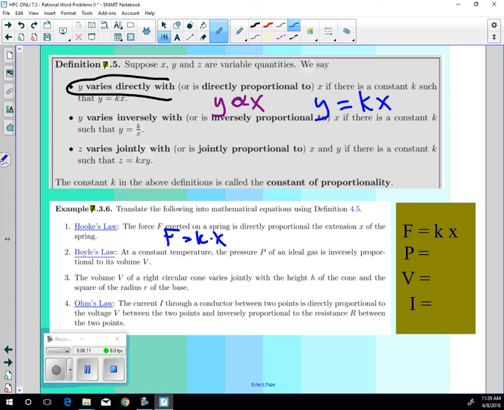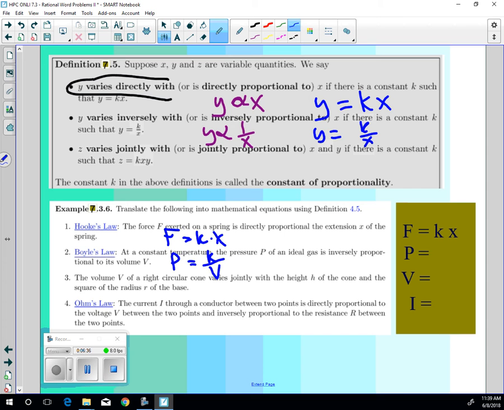Y varies inversely with x. So inversely is y is proportional to 1 over x, so we would write that y is equal to k over x. I think Boyle's law for gas is a good example of that: pressure is inversely proportional to volume.